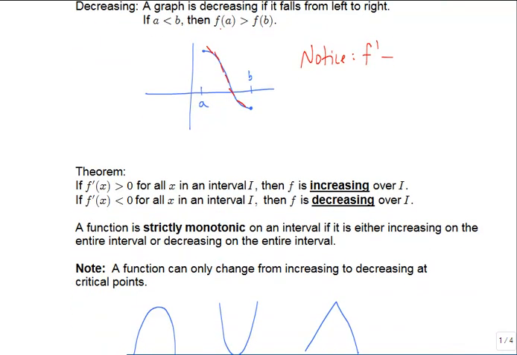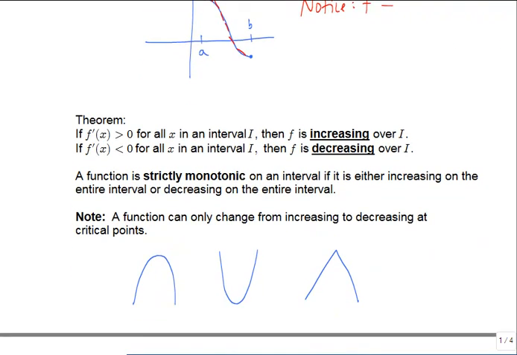So this is a theorem. It says if f prime of x is greater than 0 for all your x's in your interval I, then f increases over that interval I. If your derivative is less than 0, or negative, for all the x's in your interval I, then f is decreasing over that interval. We say that a function is strictly monotonic on an interval if it is either increasing on the entire interval or decreasing on the entire interval.